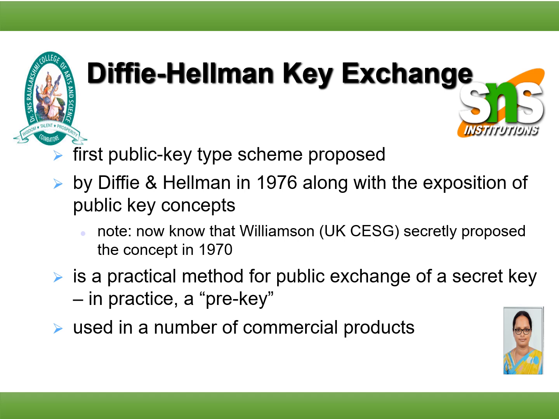The first public key type scheme was proposed by Diffie and Hellman in 1976, along with the exposition of the public key concept. It is now known that Williamson secretly proposed the concept in 1970. So it is a practical method for public key exchange of a secret key, like a pre-key. It is used in a number of commercial products.